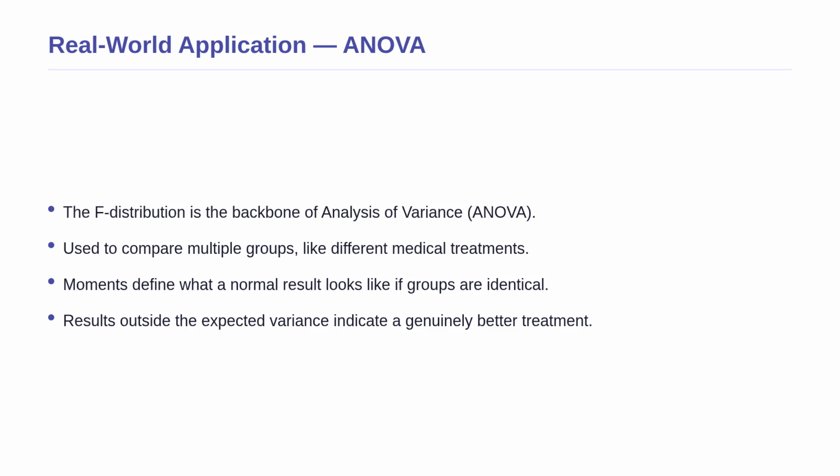For example, when a pharmaceutical company wants to know if three different headache pills have different effects, they use an F test. The moments we just learned to calculate tell the statisticians exactly what a normal result looks like if all the pills are actually identical. If the test result falls way outside the expected spread defined by our variance formula, the company knows they have found a genuinely better pill, not just a random fluke.